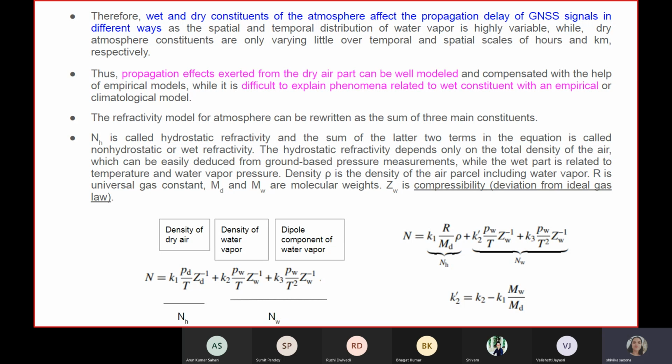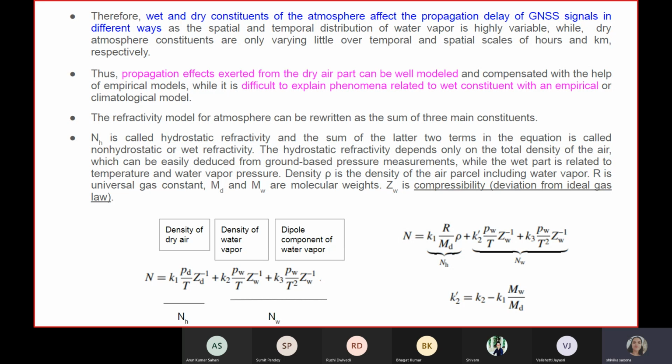Hence there are two different effects of refraction. Propagation effects exerted by the dry air part can be well modeled. We can understand the pattern for a region, for a place, and model it using empirical constants, so we can easily use empirical models to get the propagation delay for the dry air part. But it is difficult to understand how the wet constituent is changing at a place or with time. It is highly variable, so these empirical models are not very successful at modeling the wet part.